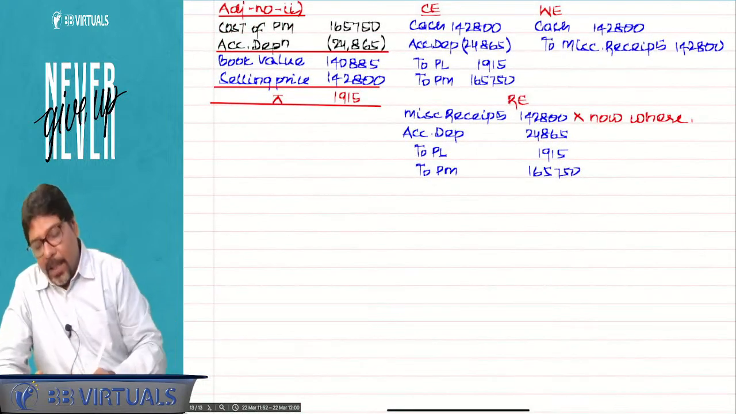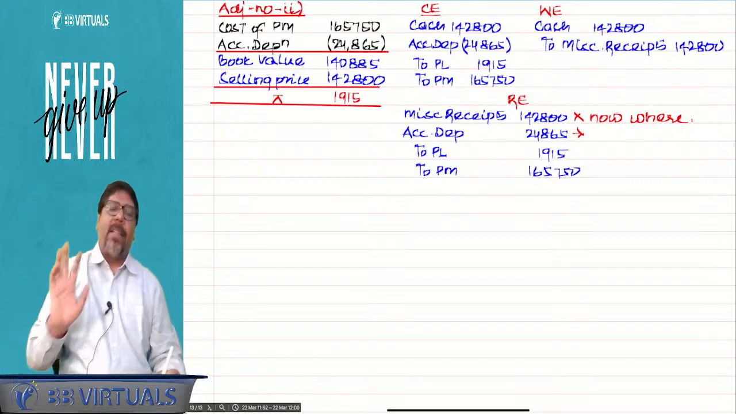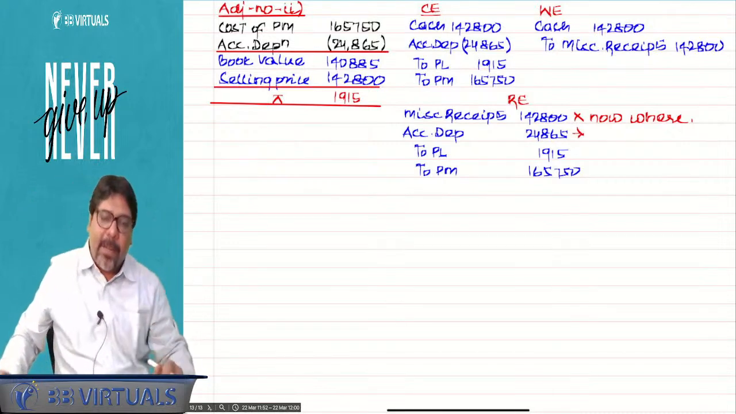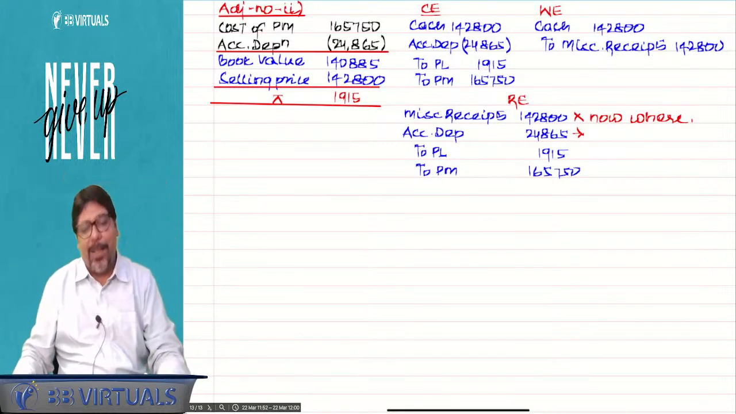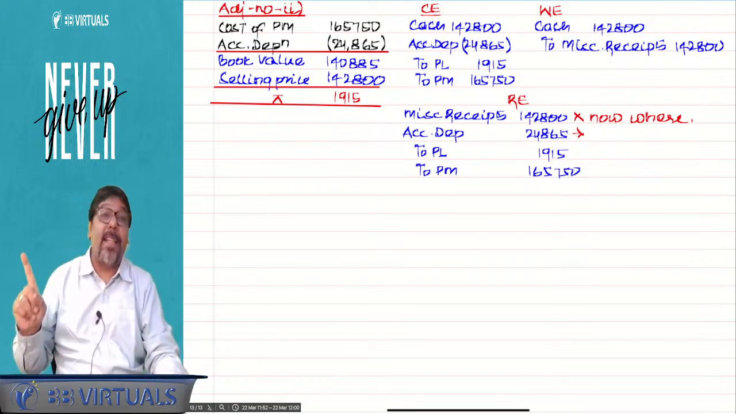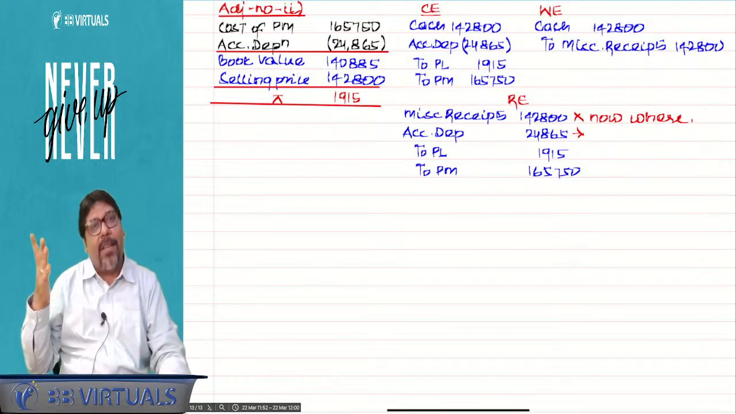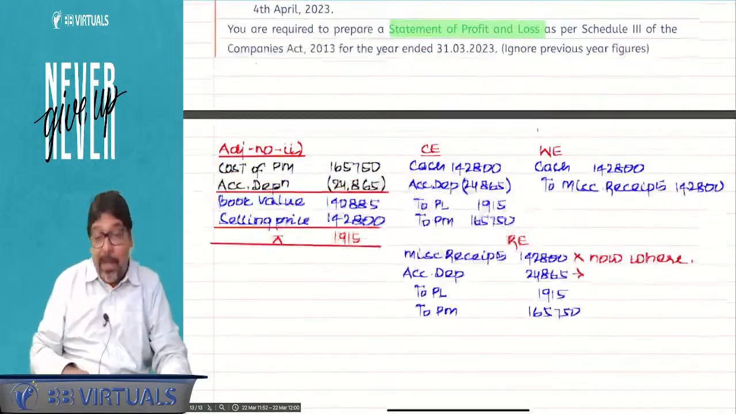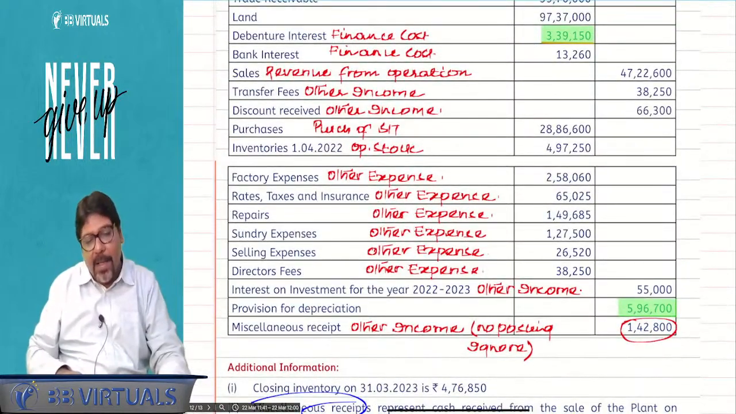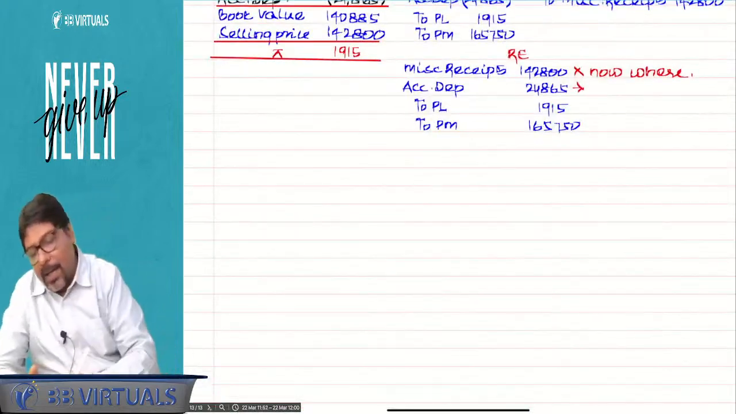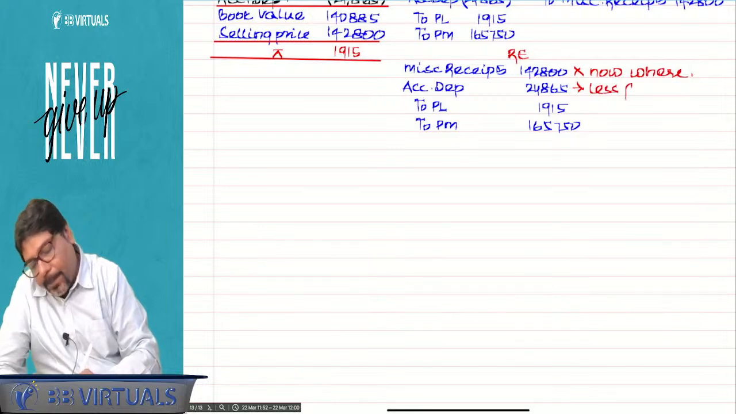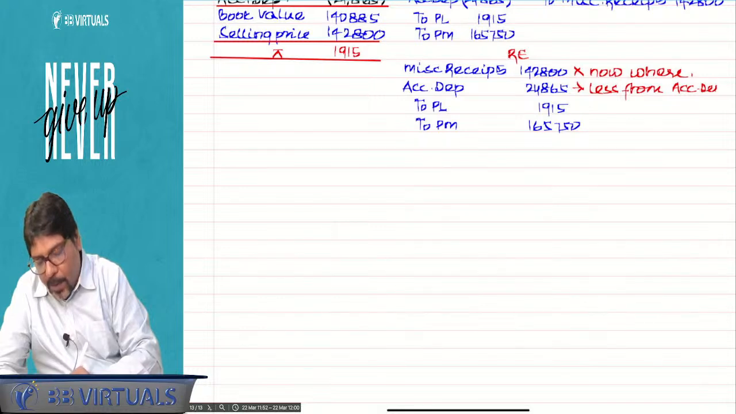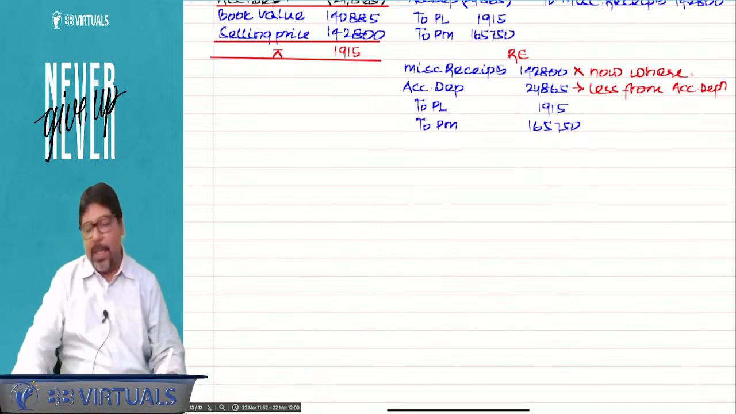Accumulated depreciation. Now, chartered, is accumulated depreciation a debit balance or a credit balance? Accumulated depreciation is a credit balance. Over here it is what? Debited. So accumulated depreciation is a credit balance, and over here it is debited. Therefore, what shall we do? The credit balance is debited over here, therefore you subtract from the balance. Exactly. So that means you will subtract less from accumulated depreciation.